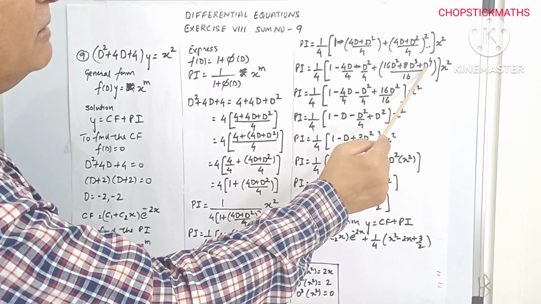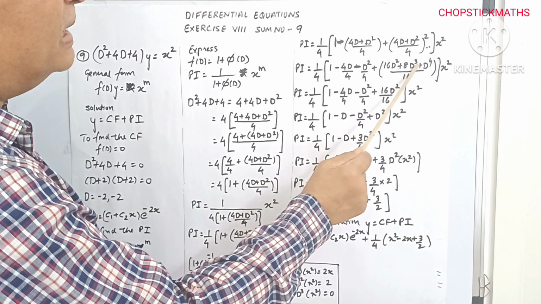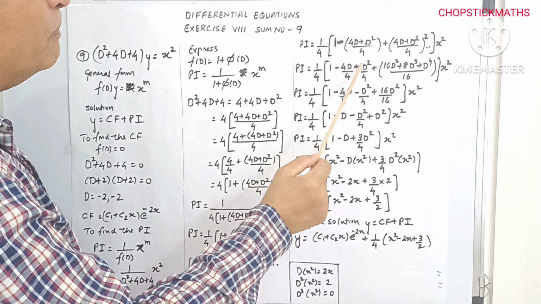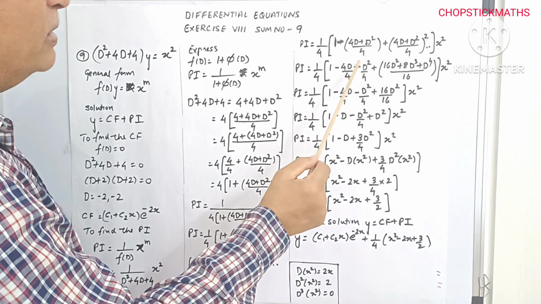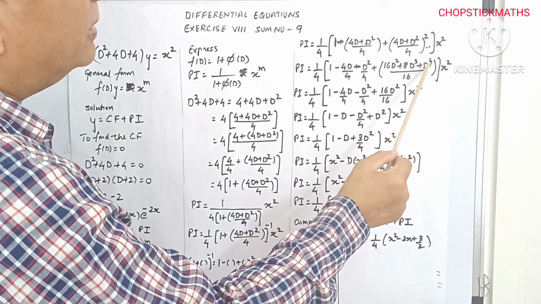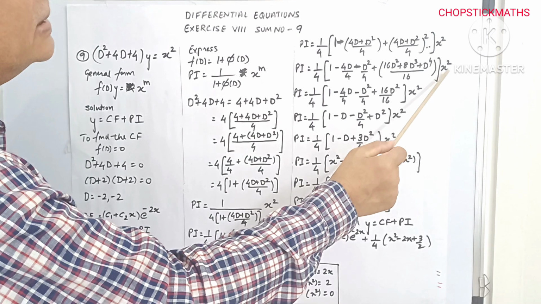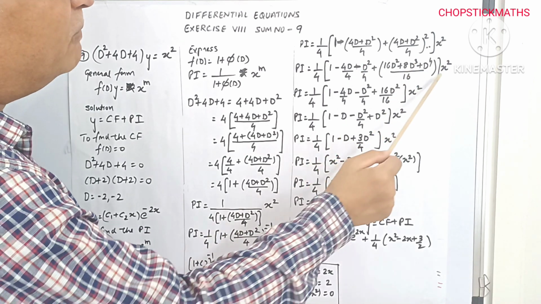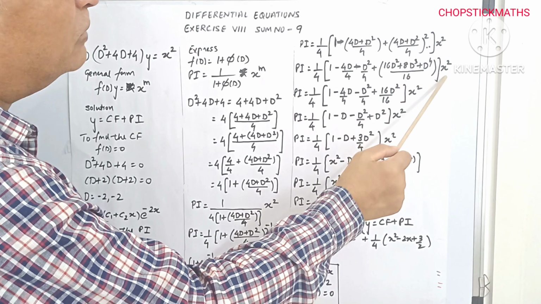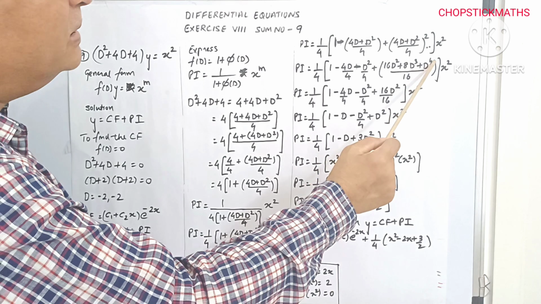Now here again we will neglect the higher powers of d. That is, d raised to 3, d raised to 4 we will neglect, because d is the differential. Okay, that is, d is the first order derivative, d square is the second order derivative, d cube is the third order derivative, and so on. Now here the first order derivative of x² is 2x. The second order derivative of x² will be 2. And the third and the fourth order derivative will be 0. And so we can neglect d³ and d⁴.